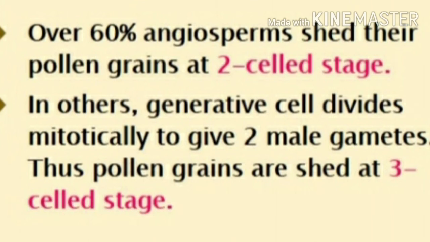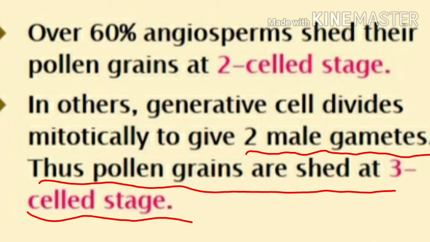Now in the majority of the angiosperms, you can see that the pollen is getting released at this two-celled stage, where the pollen is having a bigger vegetative cell and a smaller generative cell. Whereas in other species, the small generative cell will divide into two male gametes, and now we say that this pollen grain is in the three-celled stage with two male gametes and a bigger vegetative cell.